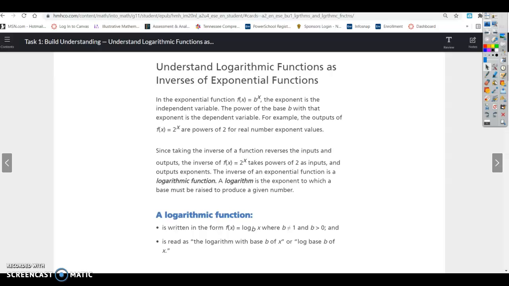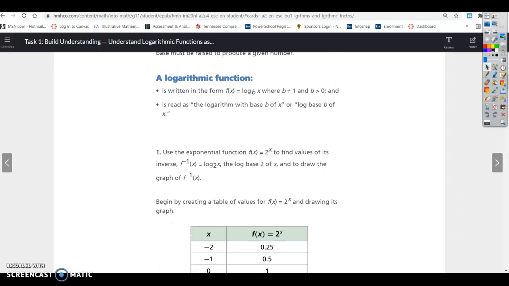The inverse of an exponential function is a logarithmic function. A logarithm is the exponent to which a base must be raised to produce a given number. Alright, so a logarithmic function is written in the form f of x equals log base b of x, where b is not equal to 1 and greater than 0.